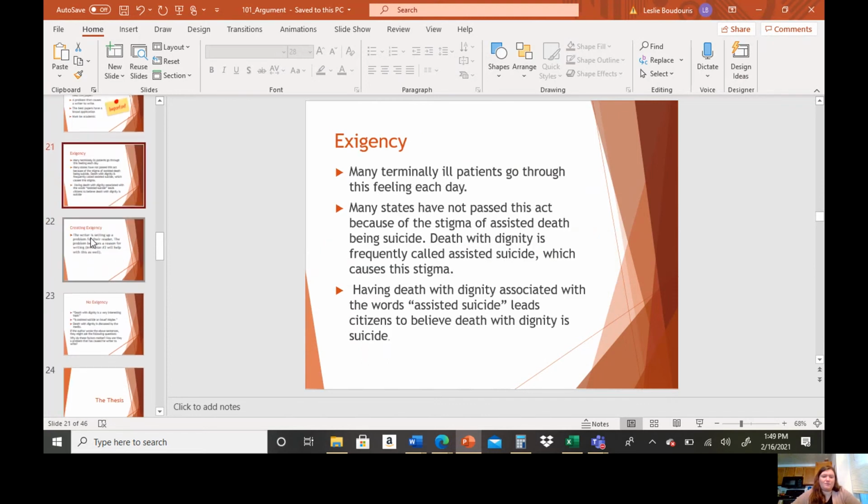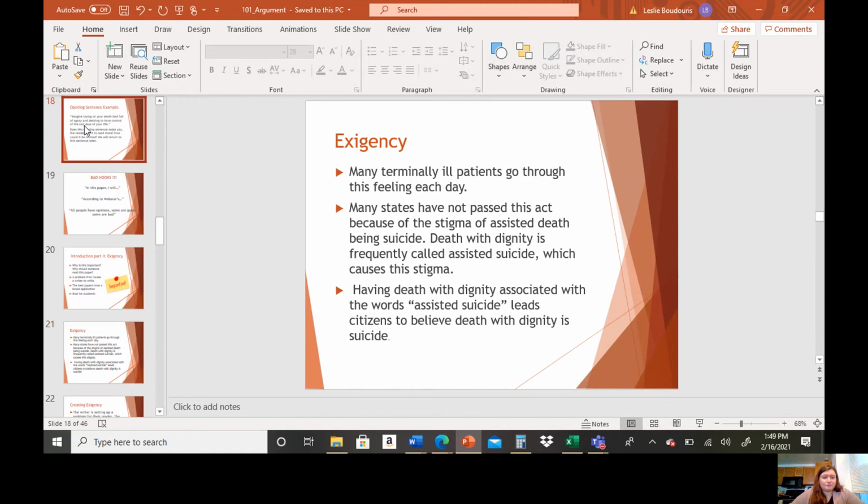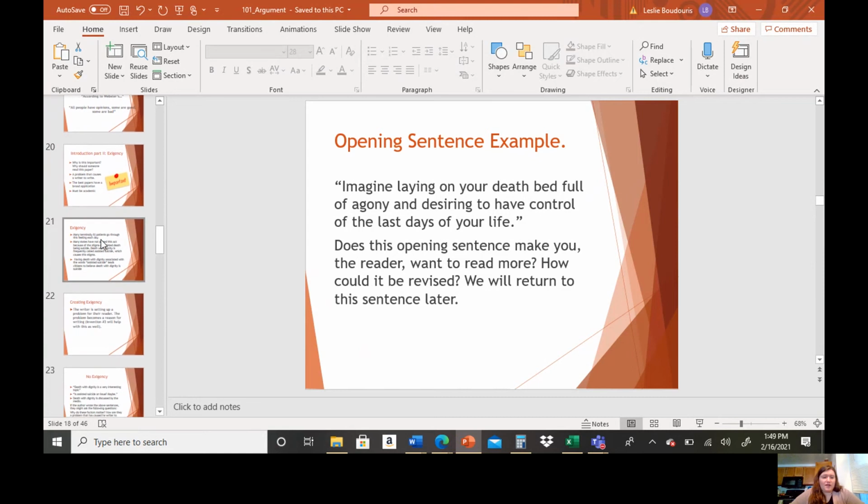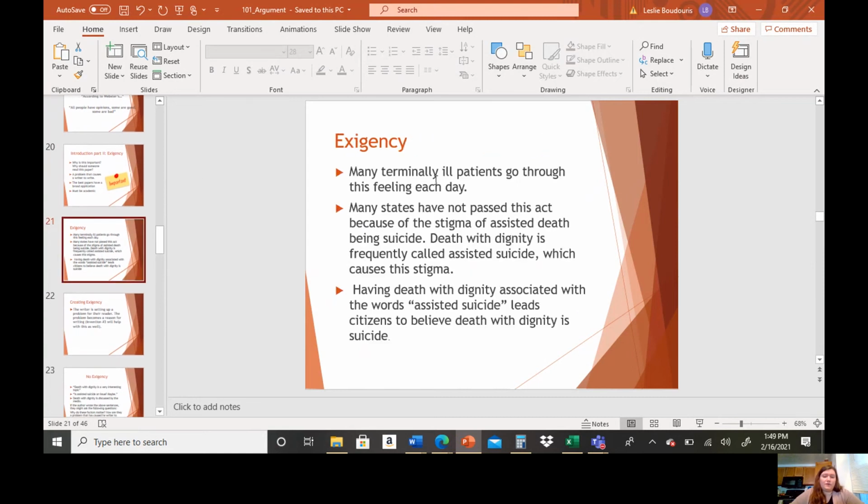So here is some exigency from the example essay: "Many terminally ill patients go through that feeling every day." The feeling they're talking about is the opening sentence, which is "Imagine laying on your deathbed full of agony and desiring to have control of the last days of your life." So that's what they're referring to there. Then, "Many states have not passed this act," and they're referring to the Death with Dignity Act, because of the stigma of assisted death being suicide. Death with dignity is frequently called assisted suicide, which causes a stigma.